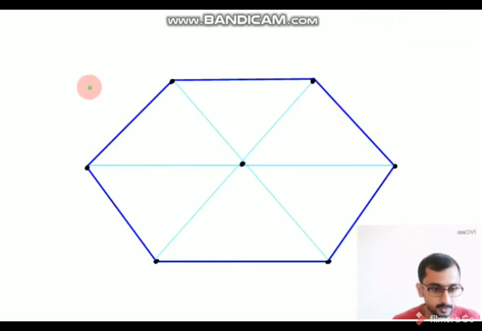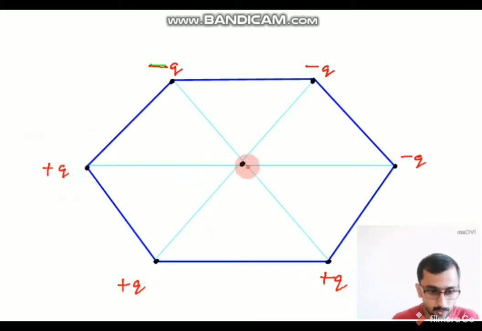Okay, let this be that hexagon. Here you have charge minus q, minus q, minus q, and this one is plus q, and this one is also plus q, and this is also plus q. Now at this particular point you need to get the total electric field.